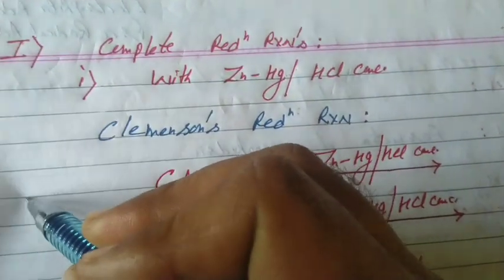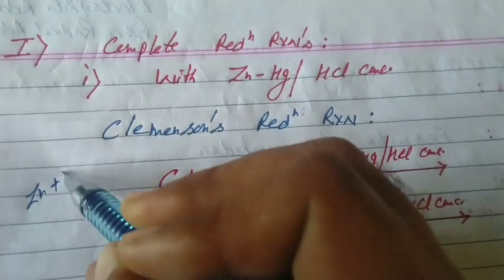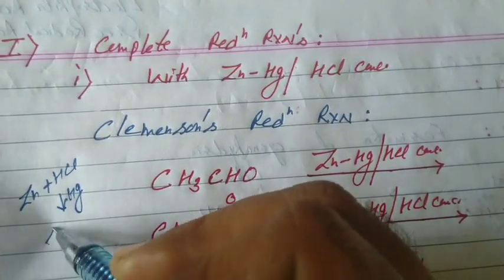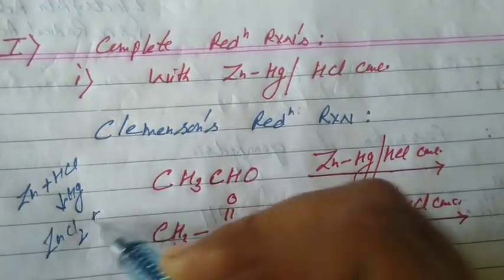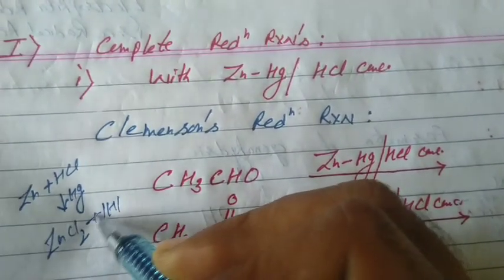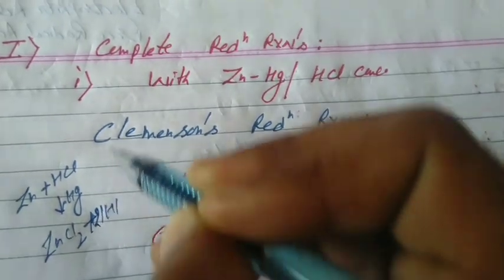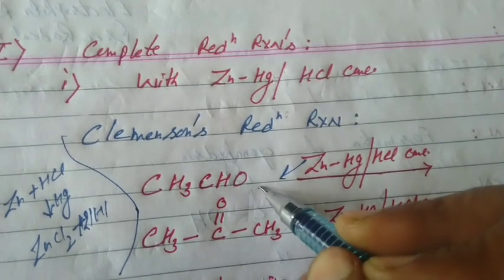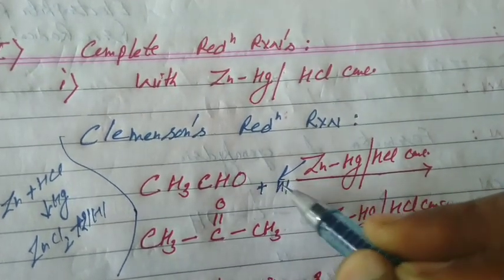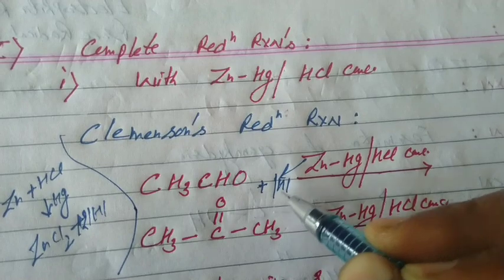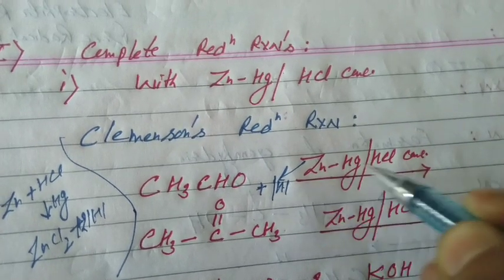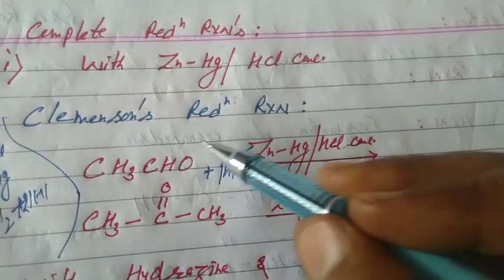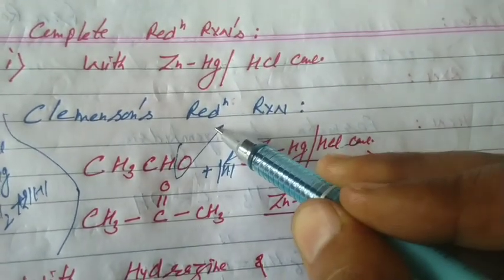What will happen, students? Zinc undergoes reaction with HCl in mercury, leading to the formation of a salt, and will supply nascent hydrogen to the carbonyl compound, and it is reduced to alkane. What is its function? To supply nascent hydrogen. It's not mandatory to write nascent hydrogen, but it's mandatory to write the reducing agent. What will happen? Complete reduction, students.